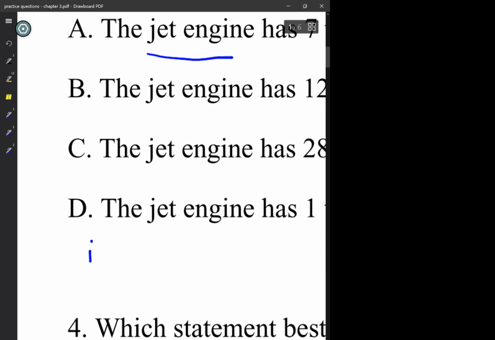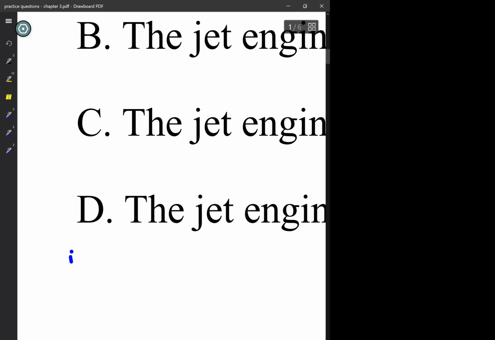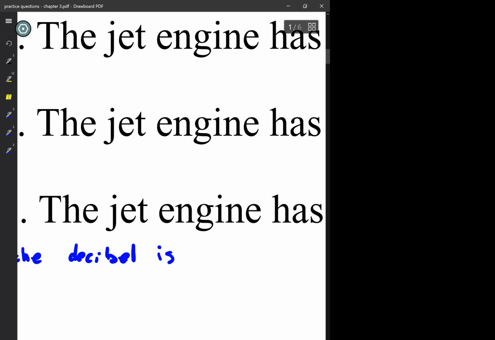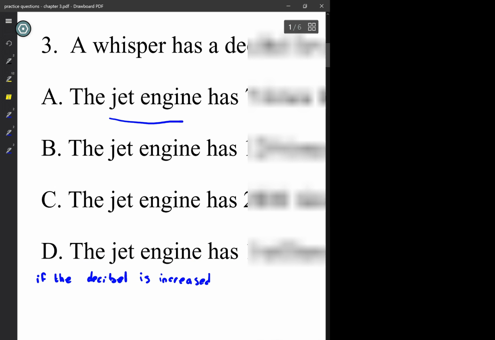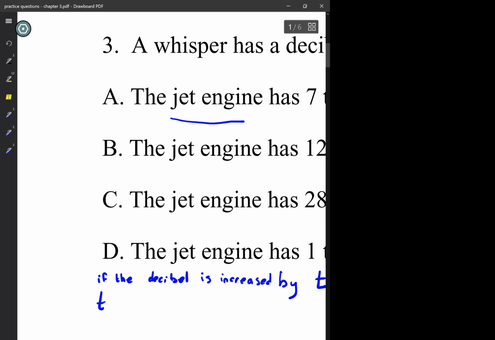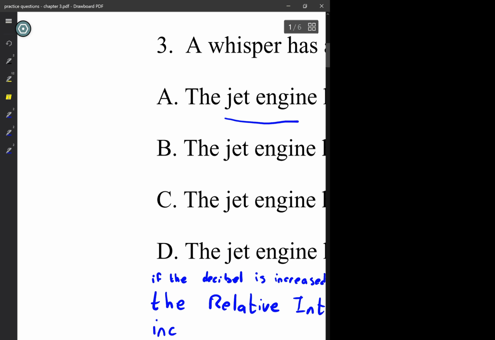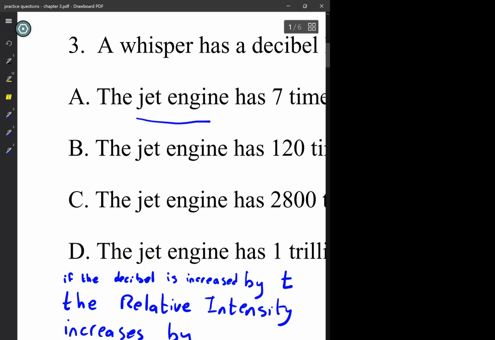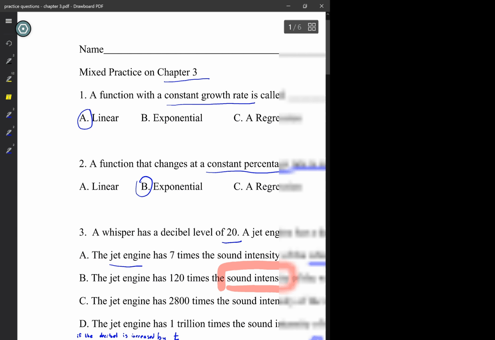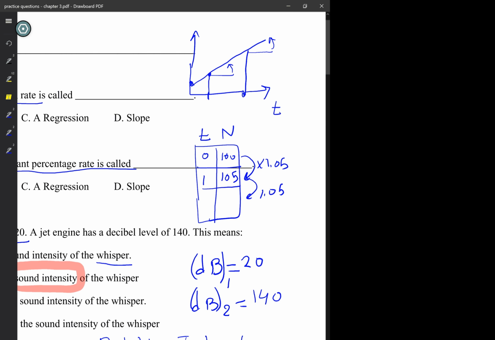We have a formula that says, let me zoom in so that I have more writing space: if the decibel level is increased by t, the relative intensity increases by 1.26 raised to the power t. So here my t is the difference between these two. So t is equal to 140 minus 20, which is 120. That's my t, my delta t, my difference in t.